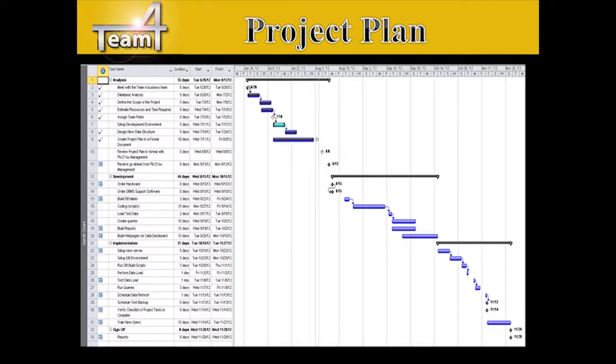Here's the project plan timeline. Note how most of the analysis phase parts are checked off as already complete. Take your time looking at this, and I'd like to thank you once again because now I'm going to hand off the presentation to John Julich.